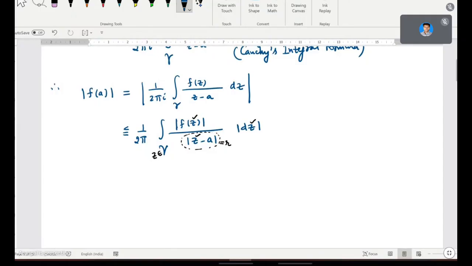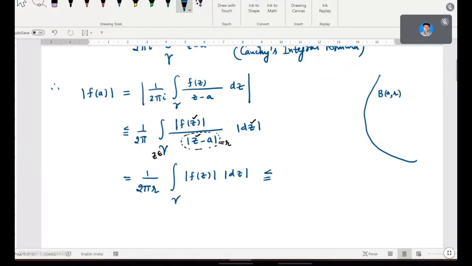So class, this is further equal to 1 upon 2 pi. So I can take this r outside the integral sign. This is mod of f(z), mod of dz. And now, class, further, this is less than or equal to, now please take a note that B bar, which is contained inside G.